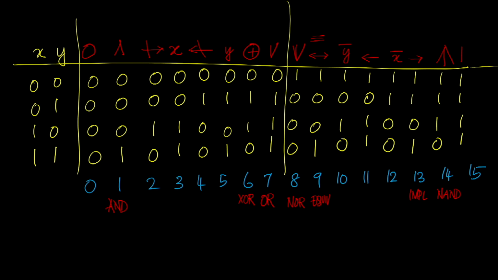So we find that some of these functions are not dependent on both the inputs. 0 and 1 are zero variable functions. x, y, negation of x, negation of y are one variable functions. The rest are two variable functions.